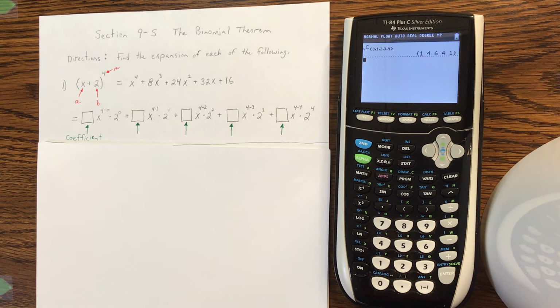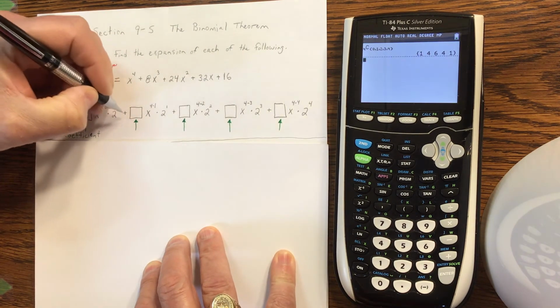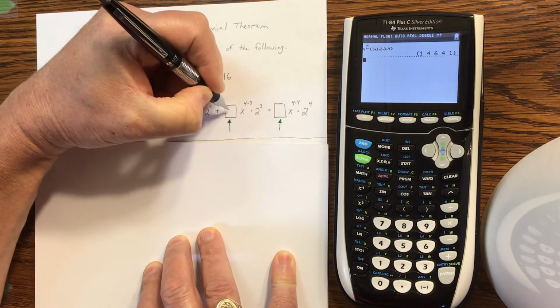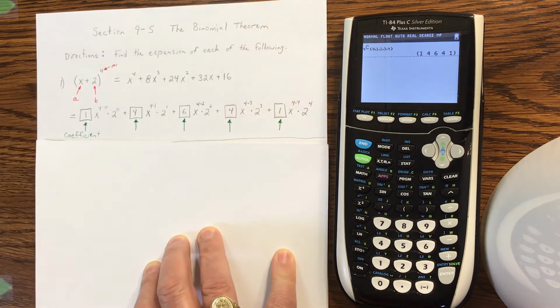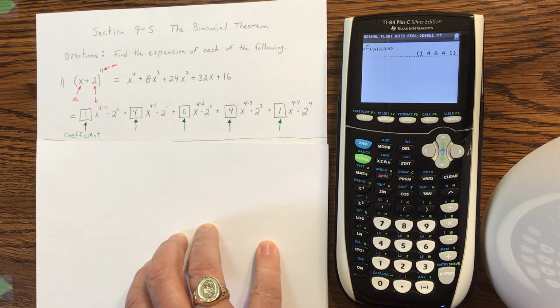Hit enter. And those 5 coefficients are 1, 4, 6, 4, and 1. Now, I happen to skip part of this section.